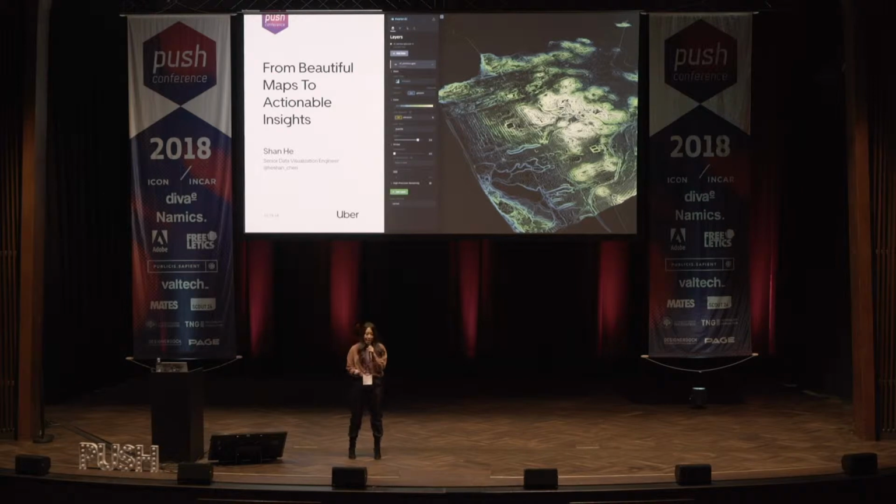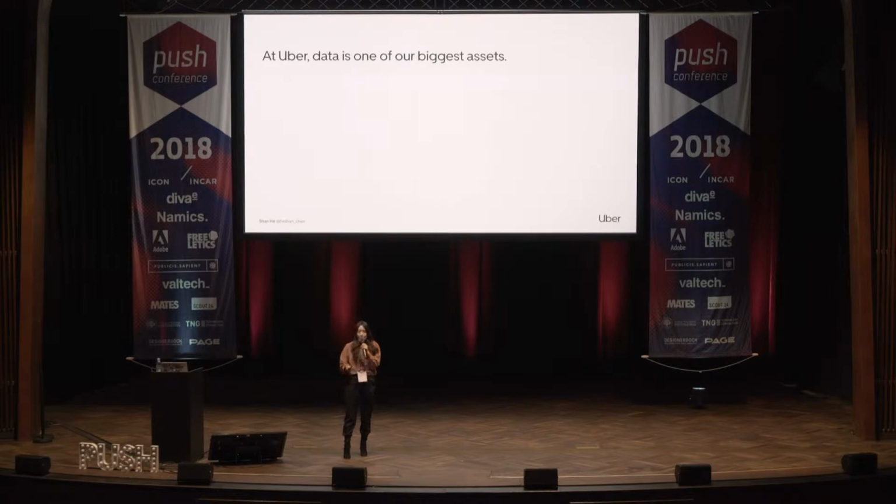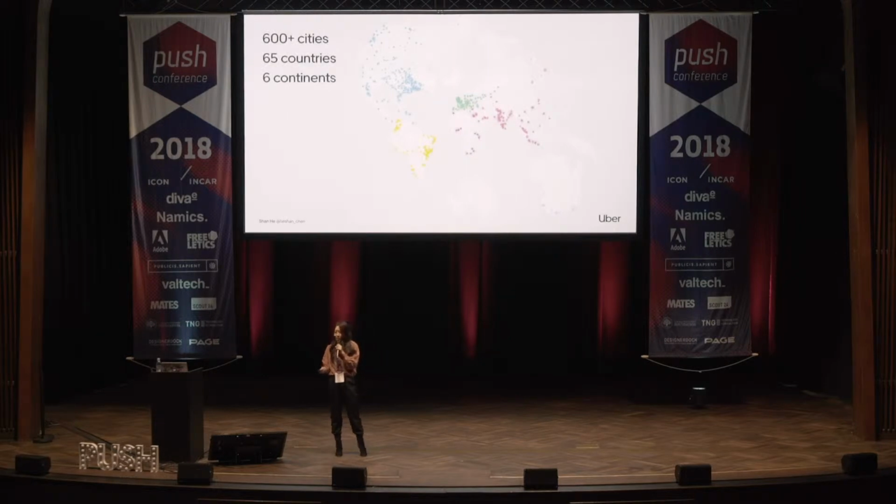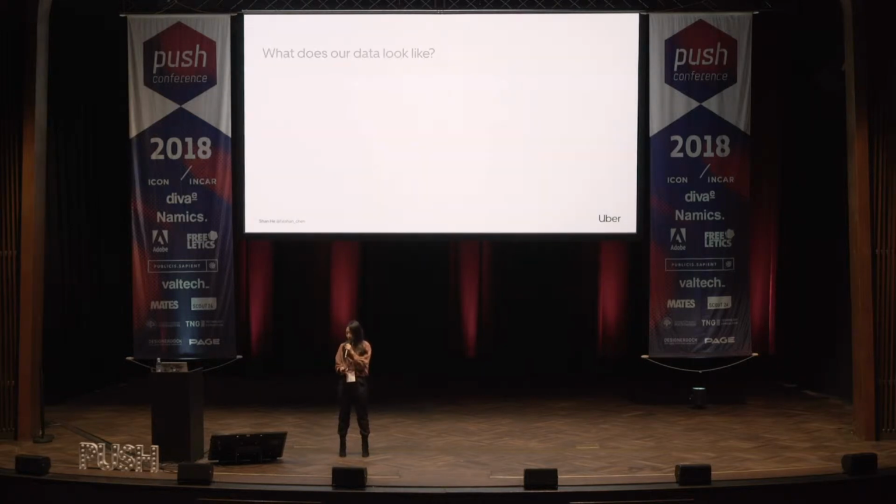And as you can see, since I'm an architect, I'm really interested in the physical space. So a lot of the visualizations I work on are geospatial visualizations, which are pretty maps, as you can see. At Uber, data is one of our biggest assets. We always like to say that we're in this many countries, this many cities, we're doing millions of trips on our platform every day. But what do those data really look like?